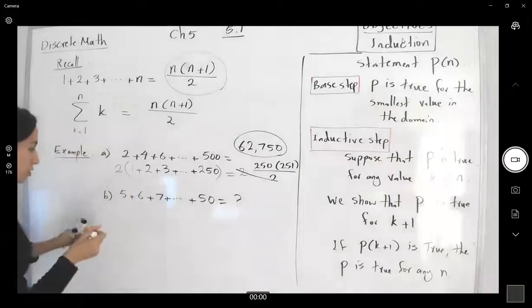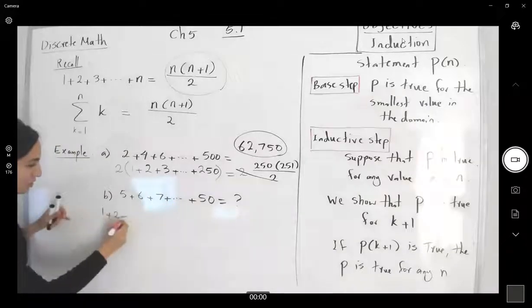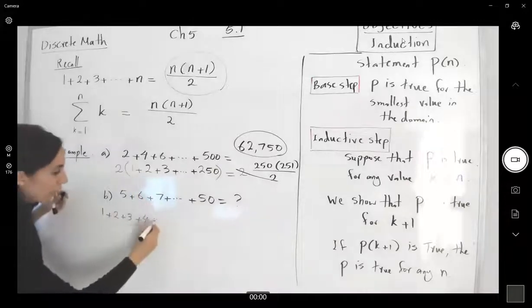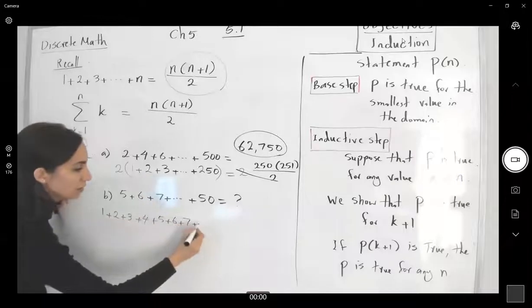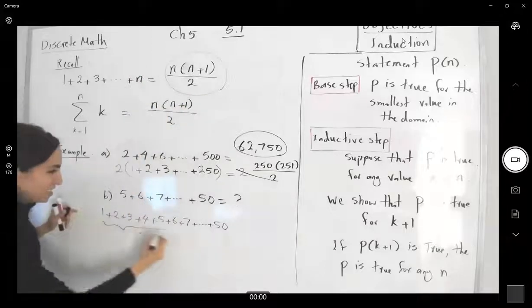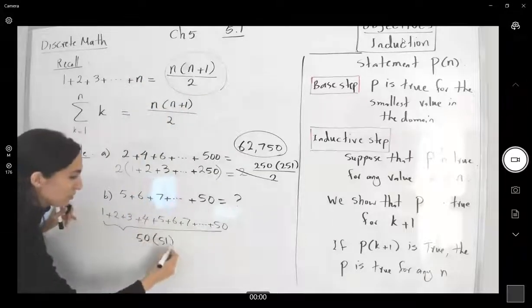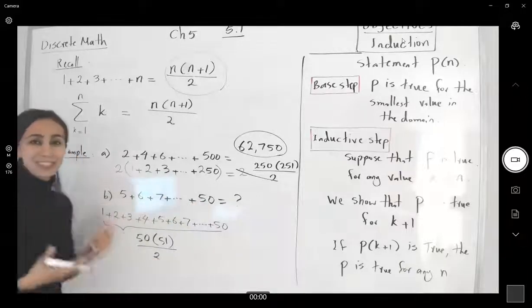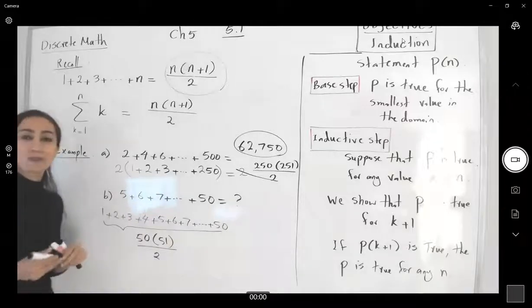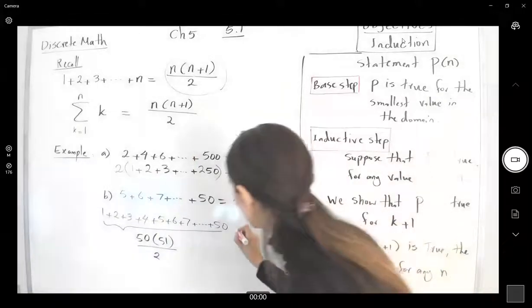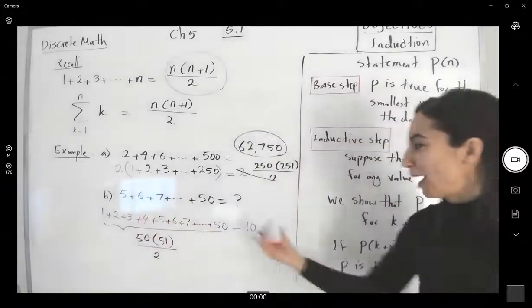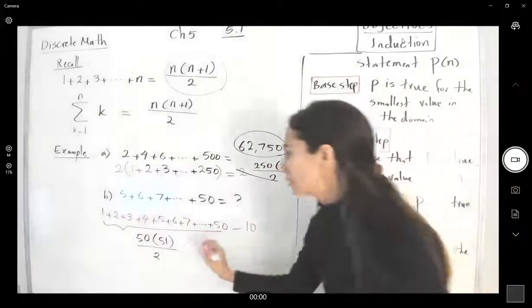So what I'm going to do, I'm going to add 1, 2, 3, 4 to this number set here. So I'm going to add 5, 6, 7 plus 50, so I can use the formula up here: 50 times 51 divided by 2. But since this is just a sum, I cannot just add a number. To balance it, I have to subtract it as well. So I'm going to at the same time subtract 10. This is 4 plus 3 plus 2 plus 1, which is 10. So I'm adding and subtracting 10 because I want to use the formula.